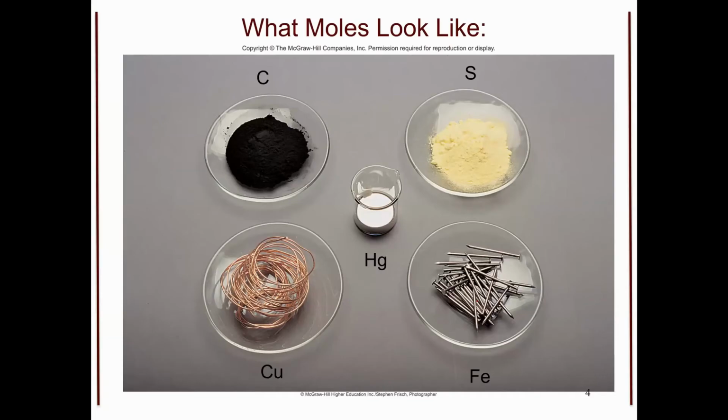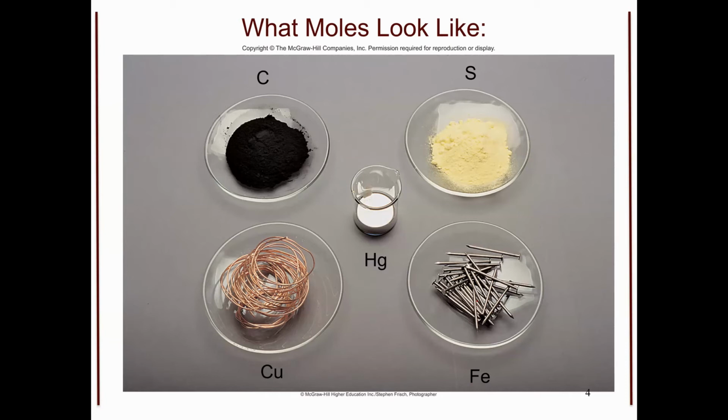So let's actually see what it means to us in a chemical sort of manner. Instead of having a mole of dump trucks, you can now see I have a mole of certain elements. In the upper left-hand corner, I have a mole of carbon. Upper right-hand corner, I have a mole of sulfur. I have a mole of copper, a mole of iron, and then if you notice there in the middle, I have a mole of mercury.